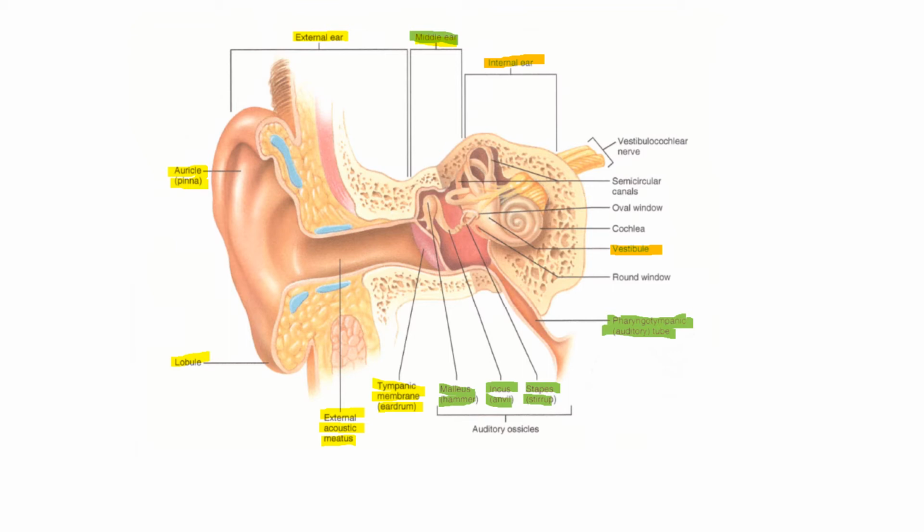In order to get into the vestibule, the entrance is actually the oval window. And again, the oval window is a little bit hidden. It's actually going to be behind the stirrup. The other structure will be our semicircular canals, which are going to be involved in balance. The last structure you should know on here is our cochlea, and that's going to be involved in hearing. And the nerve you need to know here is the vestibulocochlear nerve, and that's going to carry information for both balance and hearing.